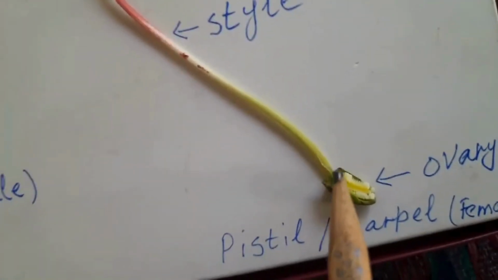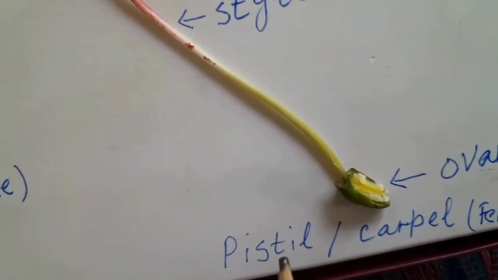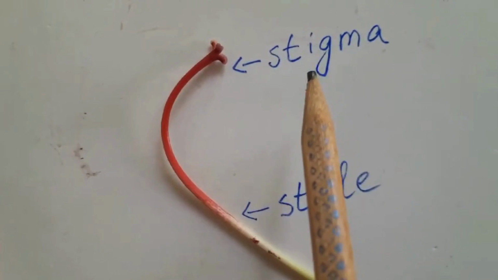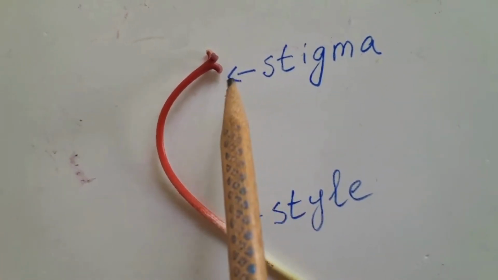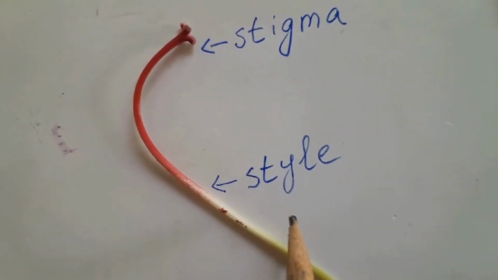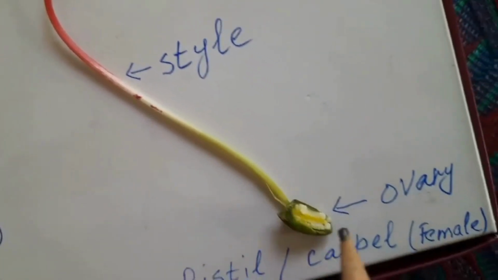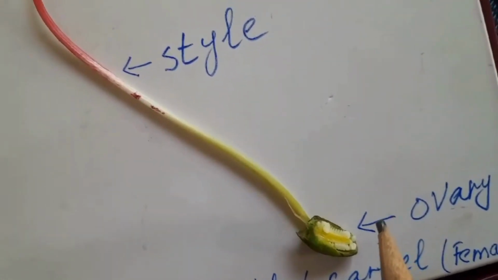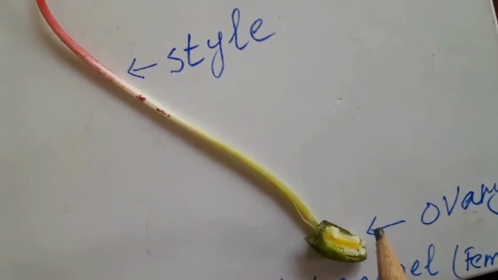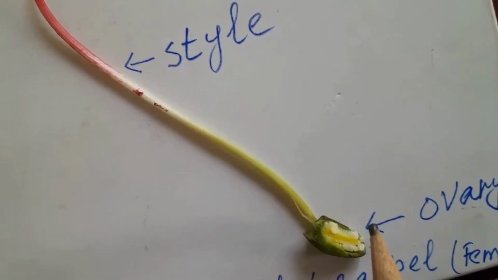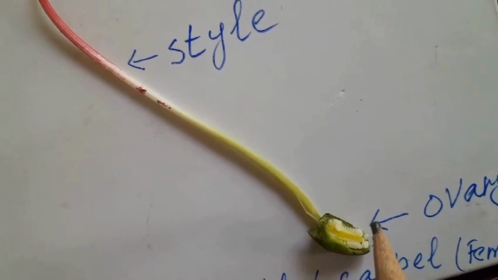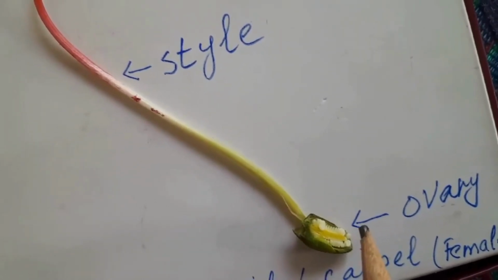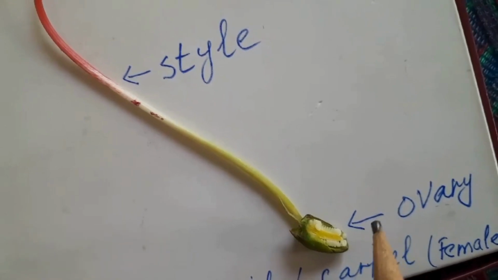Here we have the female reproductive part. This is also called pistil or carpel. It has 3 parts, the stigma at the tip, an elongated part called the style, and at the base a swollen part called the ovary. Ovary contains the ovule, and ovule has the female gamete called the egg cell. Egg cell is also a haploid cell because it has half the number of chromosomes in its nucleus.